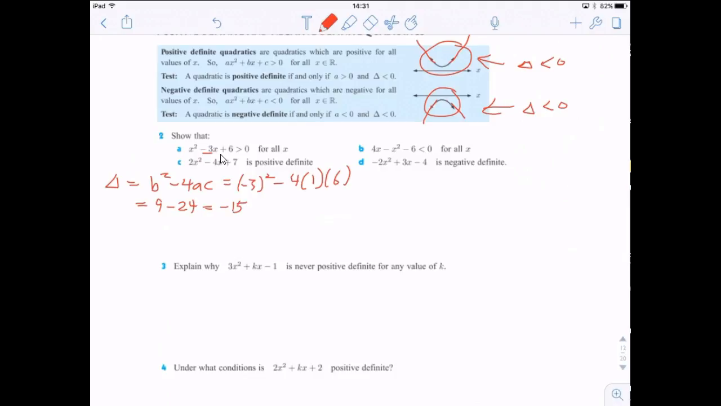So the discriminant is negative. The important thing is that it's negative, okay? Once we know that the discriminant is negative, we know that it doesn't cross the x-axis. Now we need to prove that it's above, that it's positive definite.